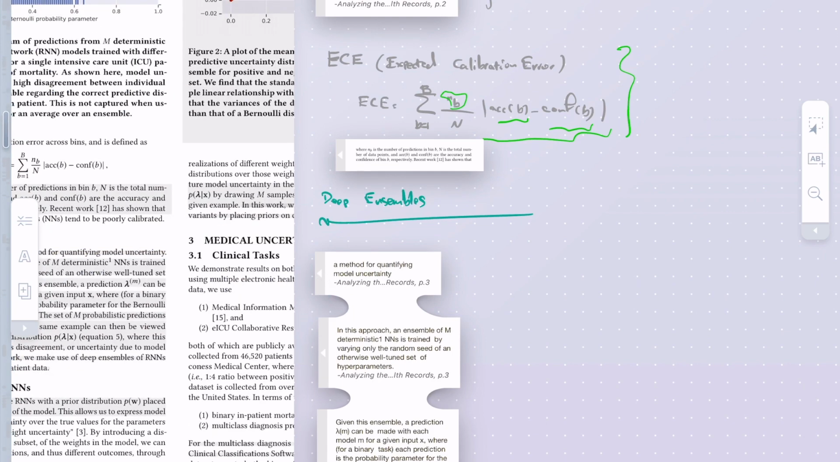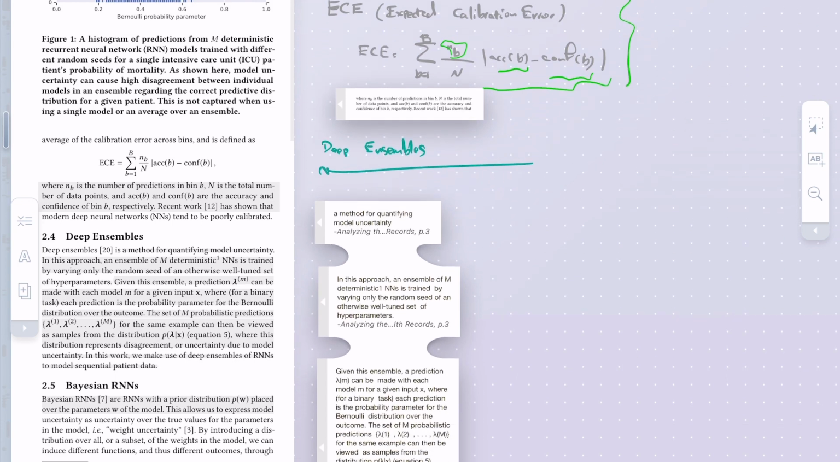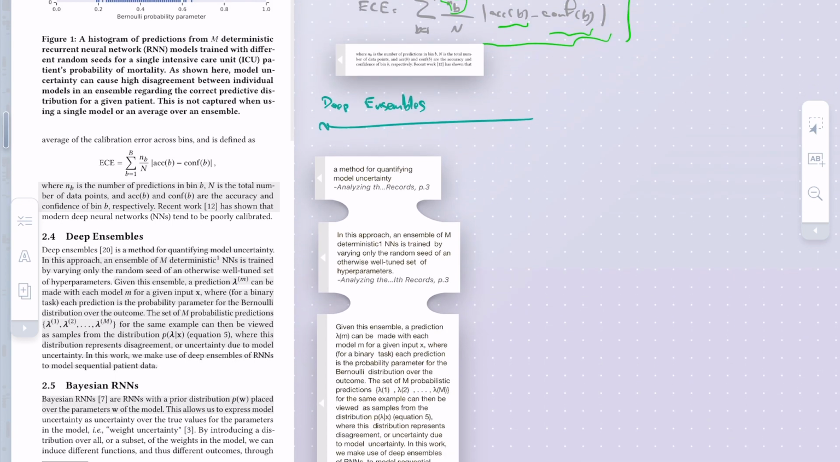And then we have the deep ensembles. So what are deep ensembles here? There's not anything unusual. You just have M models, M deterministic neural networks. You train them with various random seeds, and then you obtain M models. So for example, when we have lambdas, it can lead to M lambdas here: lambda 1, lambda 2, to lambda M. And these can be seen as examples drawn from this distribution.